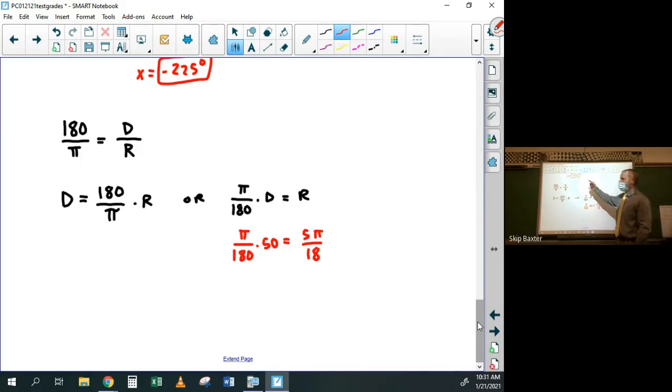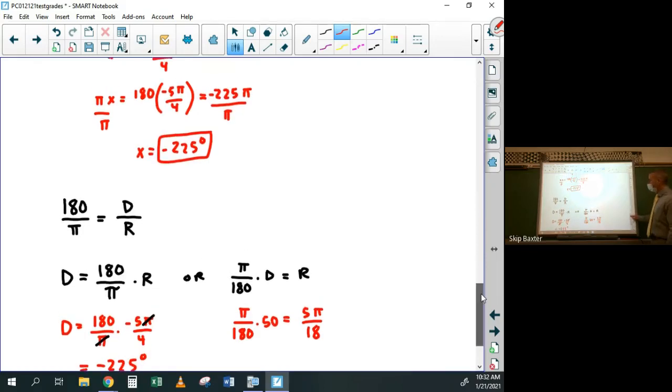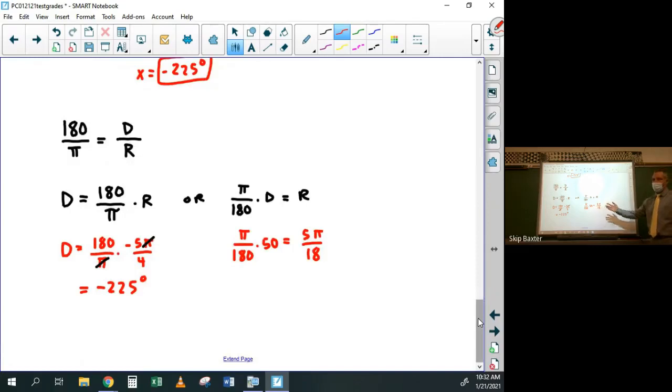And the other example I gave was negative 5 pi over 4. If I take 180 over pi times negative 5 pi over 4, you can see right away the pi cancels, and I just have to evaluate the numbers. It's negative 225. I get the same answer with considerably less writing than I did up here. Look at all the writing I did for that question up there, and all the writing I did down here. I'm saving myself a little bit of work.